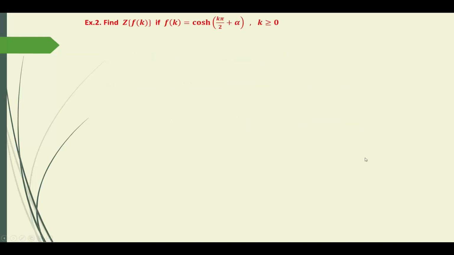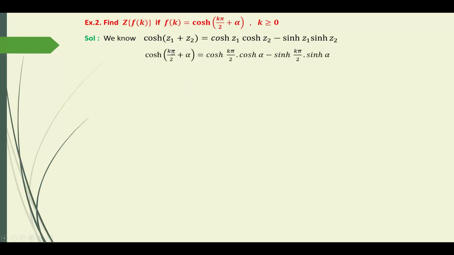Example second, find Z transform of f of k if f of k equal to cos k pi by 2 plus alpha, where k greater than or equal to 0, where k is positive. We know that cos z1 plus z2 is cos z1 into cos z2 minus sin z1 into sin z2. Use this formula here and therefore we get cos of k pi by 2 plus alpha is cos z1 means cos k pi by 2 into cos z2 means cos alpha minus of sin k pi by 2 into sin alpha.